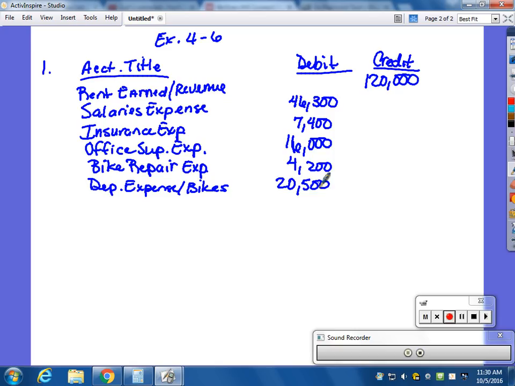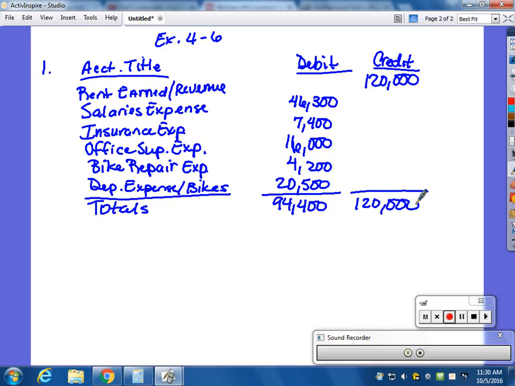Is that all? How much is the total expenses? 94,400. 94,400, and bring down 120,000 for revenue, right? And then what's next? Your net income. How do you find net income? The 120,000. Subtract your 94,400 from 120,000, which gives you what? 25,600.